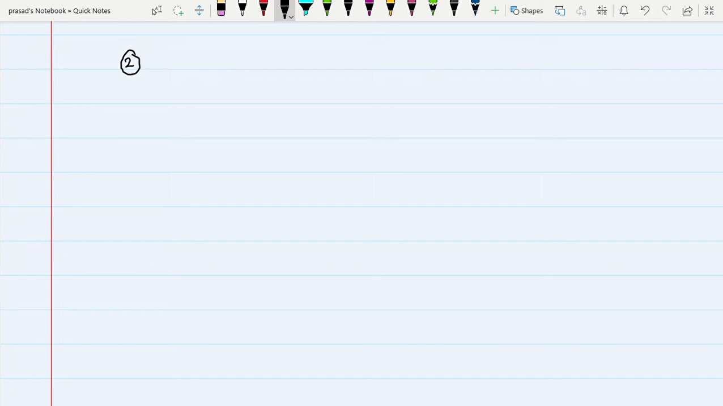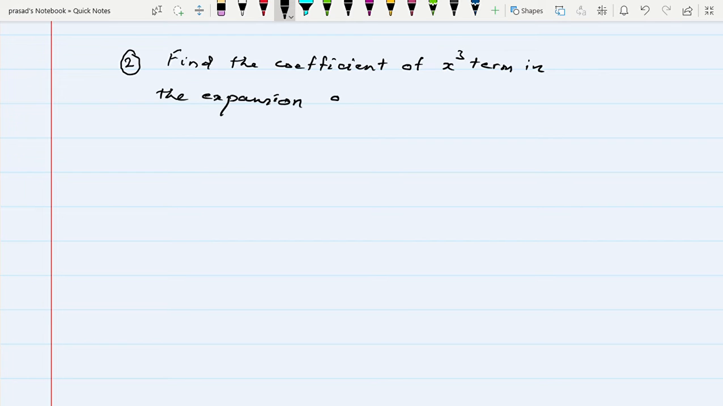Now let us see the next problem here. Find the coefficient of the x cube term in the expansion of (3 plus x) into (2 minus 3x) the whole to power 6.